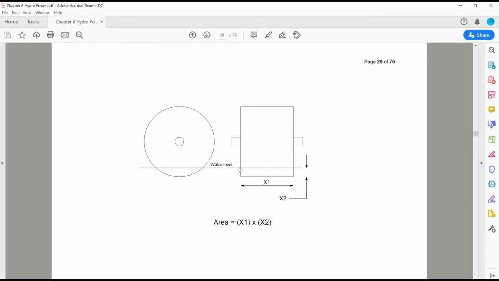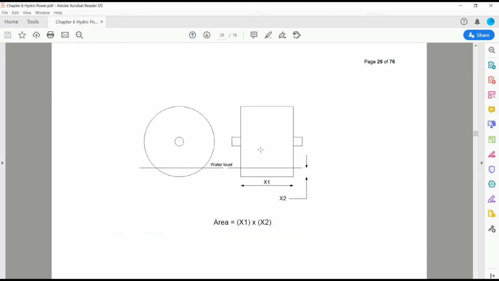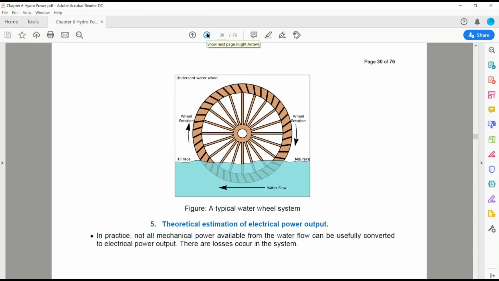So this is the area, which is x1 multiplied with x2. So we get the area. This is the side view. So this is the area below here. So this is the area. In this picture, it's from the front of the wheel. So we have x1 multiplied with x2.